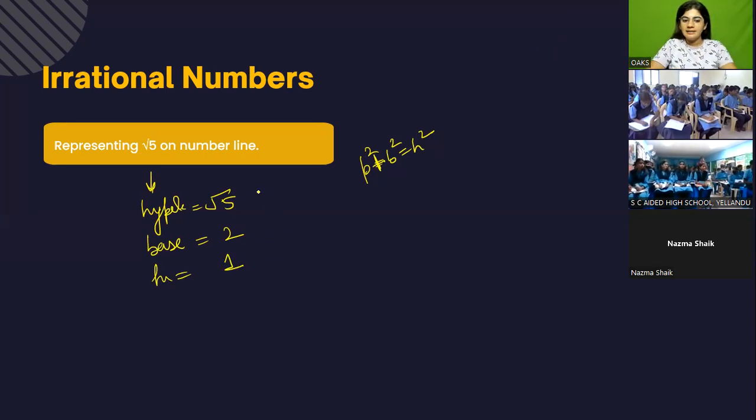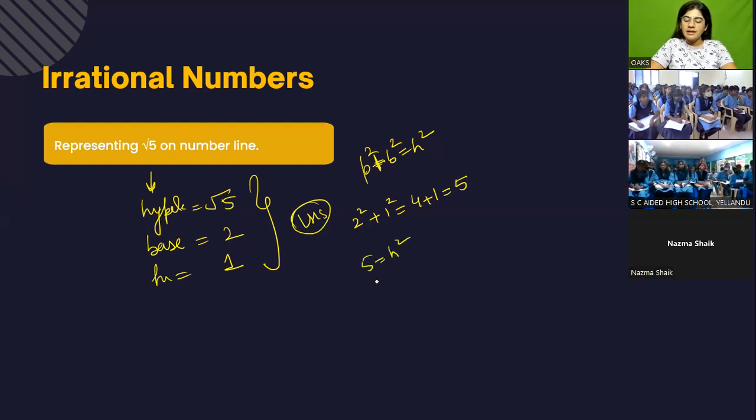Okay, so I'll tell you how this happens. 2 whole square plus 1 whole square is equal to 4 plus 1, that is equal to 5. Now I have just solved the left hand side. Now 5 will be equal to h square and I get h as root 5.